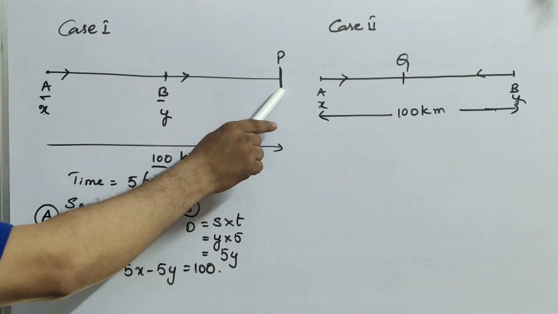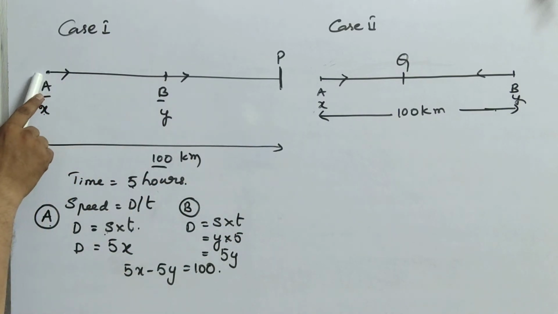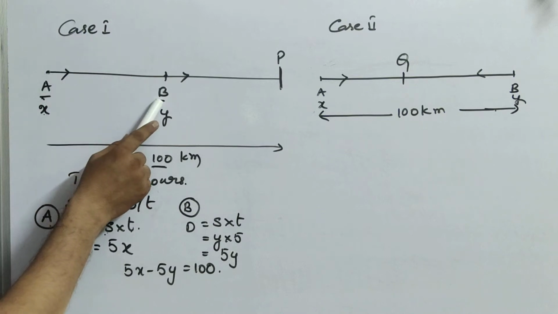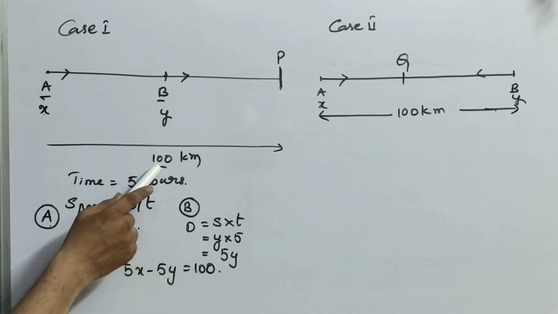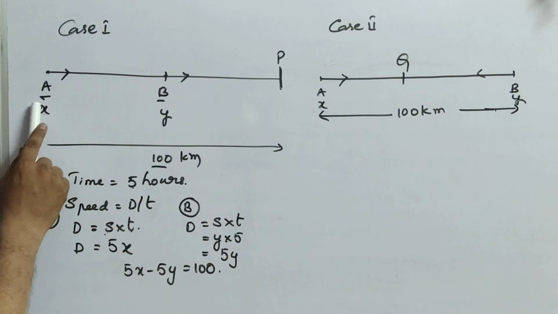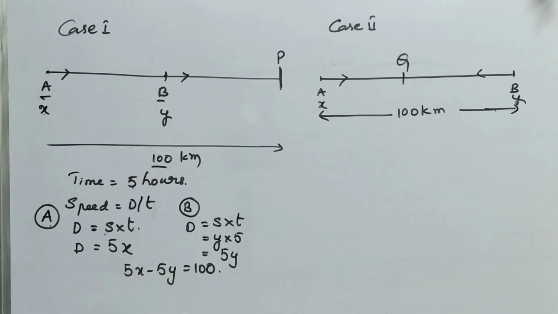They have to reach the destination of 100 kilometers. But car A started from here and car B started from B. But the total distance they have to cover is 100 kilometers. And the difference between A and B is 100 kilometers.